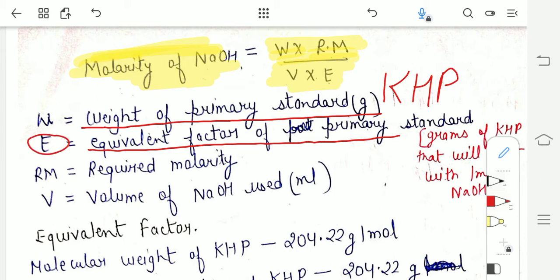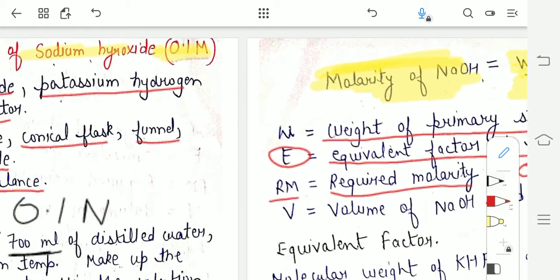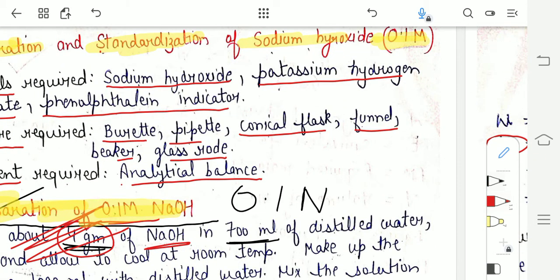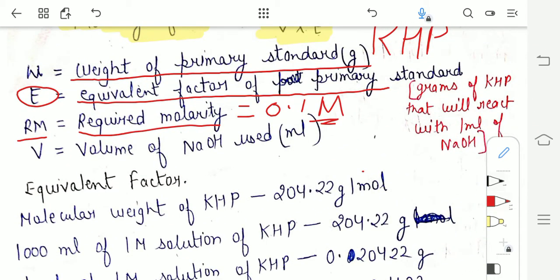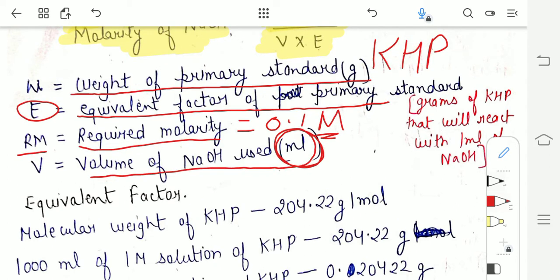Firstly, let me read out the next one. Rm is the required molarity. The required molarity is 0.1 M. Why? Because in the starting we said that we have to prepare and standardize sodium hydroxide of 0.1 M. The volume of NaOH used will be in ml, and this we will calculate from the titration. So this is just the basic. Now let us move to the main part, which is the equivalent factor. Let me just erase this first.